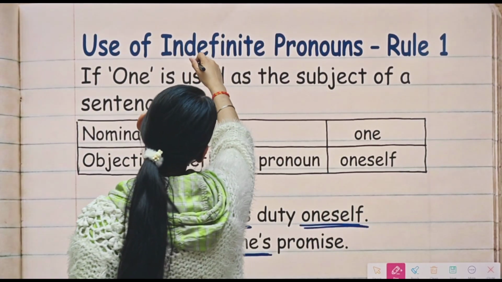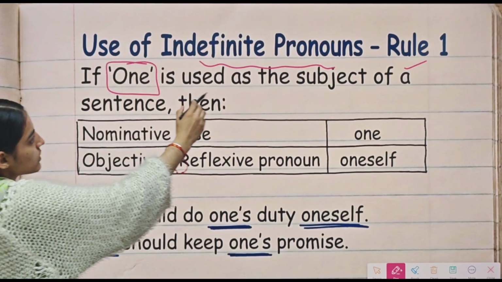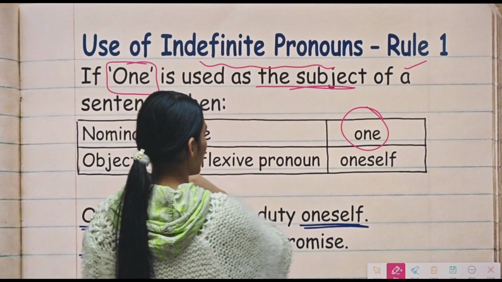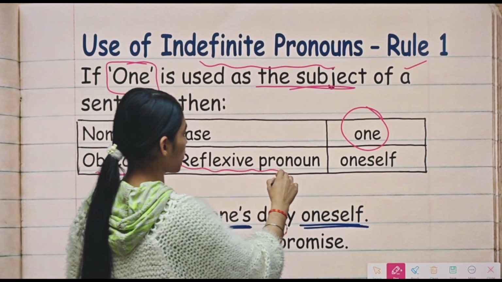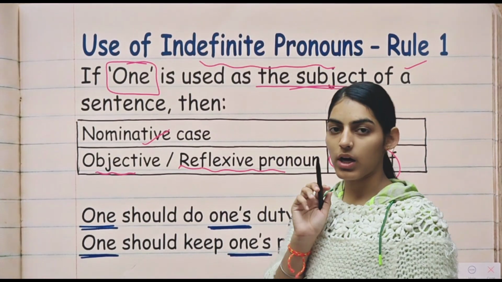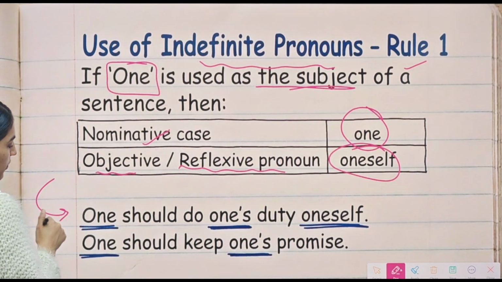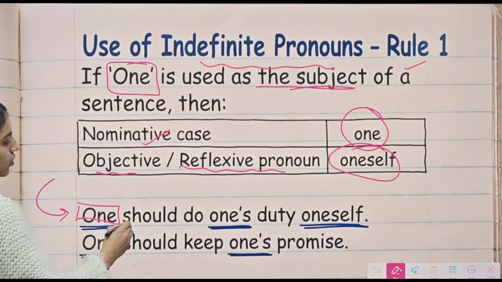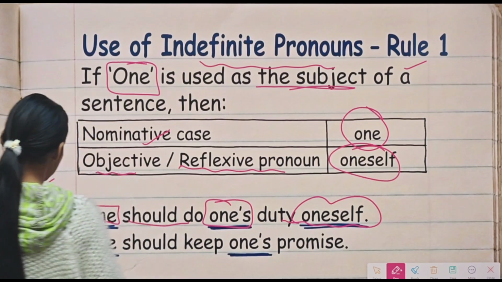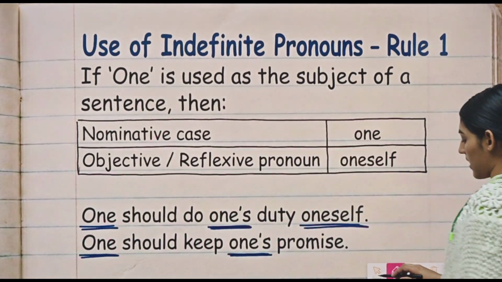We have the use of indefinite pronouns. We have rule number 1. If one is used as the subject of the sentence, then in the nominative case we will use it as one, and in the objective or reflexive pronoun we will use oneself. This rule I already taught you in the reflexive pronouns rule; you can see it over there. Now let's revise. The example here is: one should do one's duty oneself. Let's see the second example that we have: one should keep one's promise. These are the examples that we have for this.